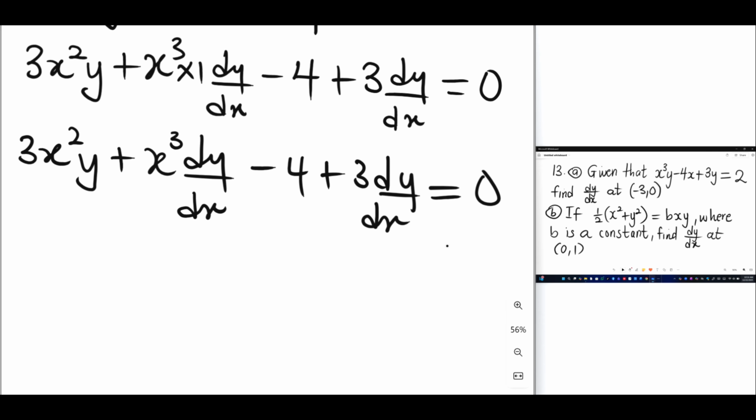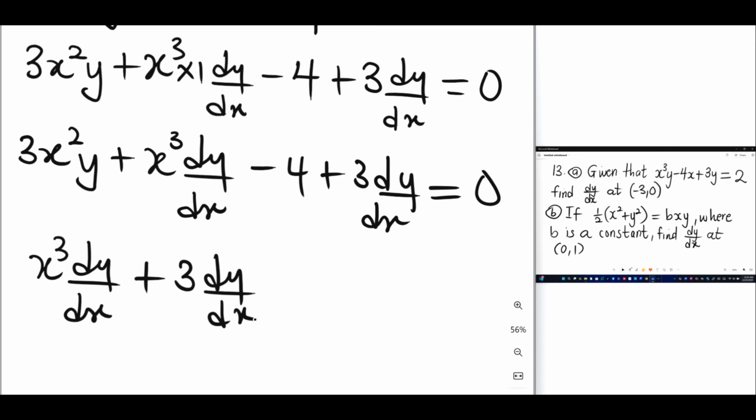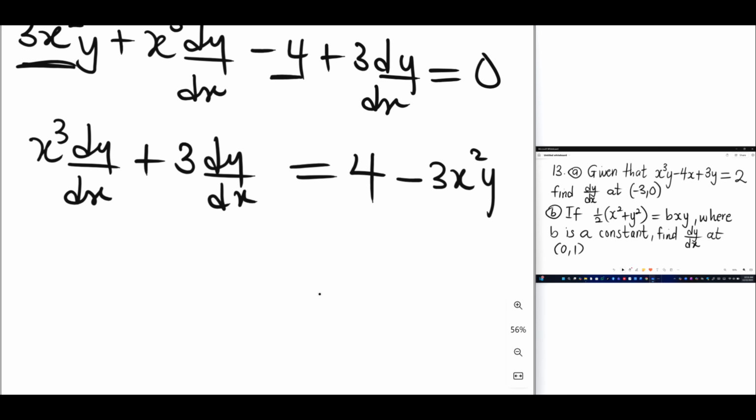So you need to group like terms. We have to bring all the terms with dy/dx to one side. So we have x cubed dy/dx, plus 3 dy/dx, all equal to, we transpose this term to the right hand side and also transpose the -4. So we are going to get 4 minus 3x squared y.